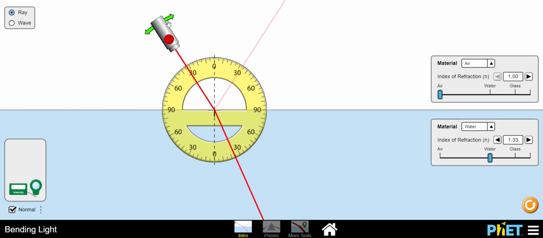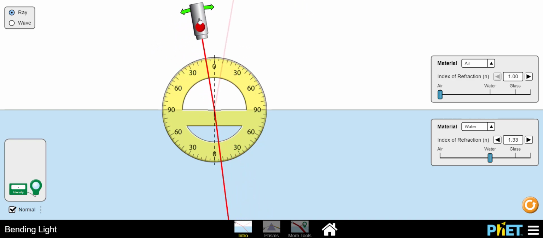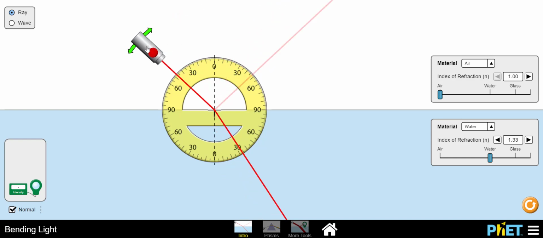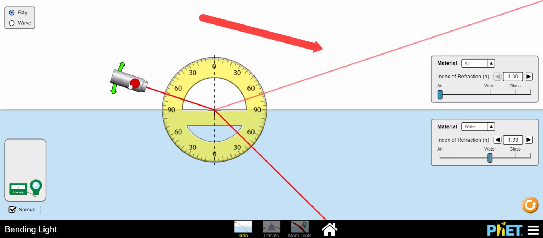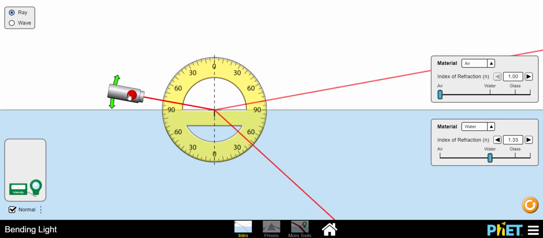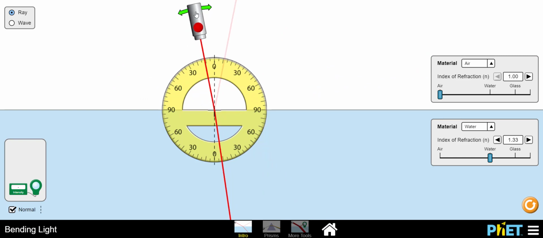You come along and you move the laser pointer around, and we're interested in the reflected ray, which is the top one. And we're not worried about the refracted ray. Okay, so you will need to come along. You measure all of your angles from the normal.